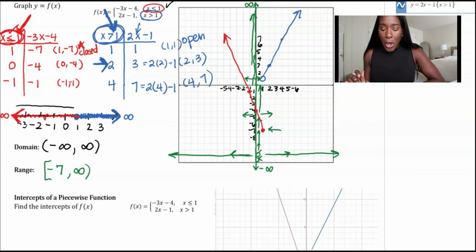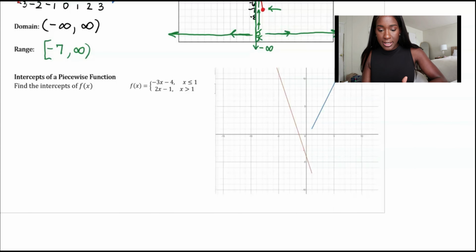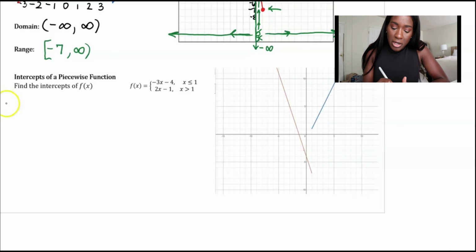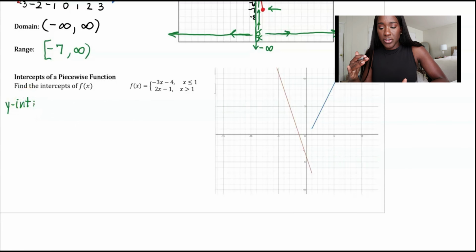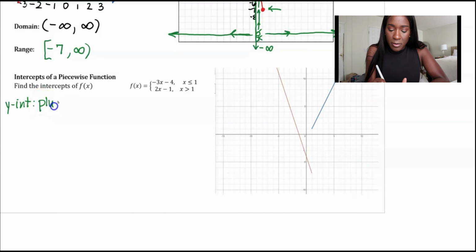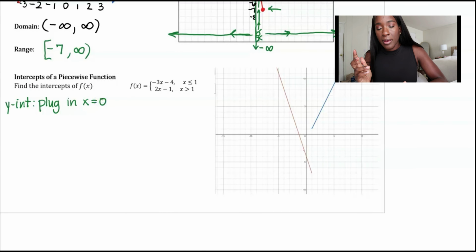Okay, so let's start with the y-intercept. I believe we're starting with what's easiest, and the y-intercept is the easiest to find for pretty much any piecewise function. So just generally speaking, this is not even dealing with piecewise functions, this is just in general. You find the y-intercept by setting x equal to 0. Plug in x is equal to 0. That's how you find the y-intercept of any function, any y equals f of x function.